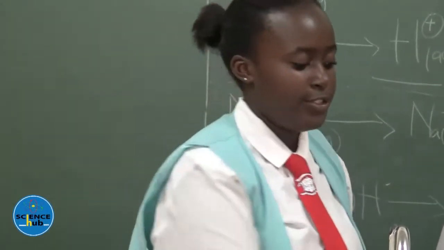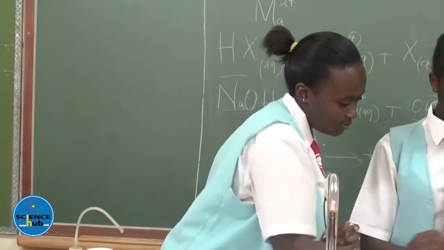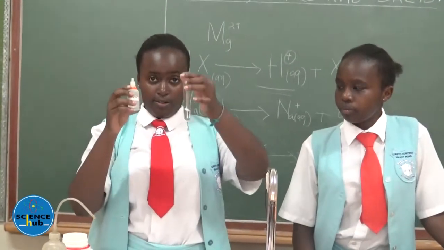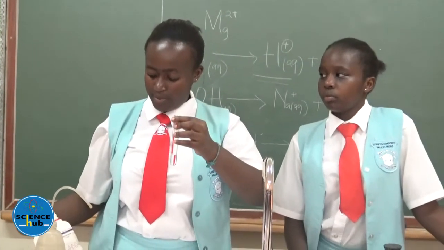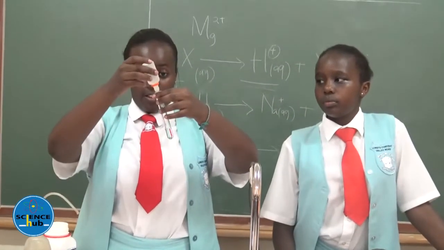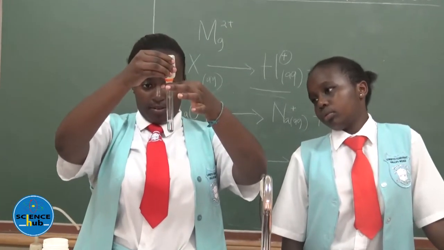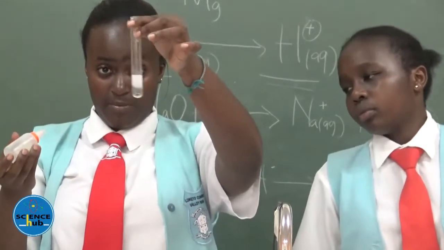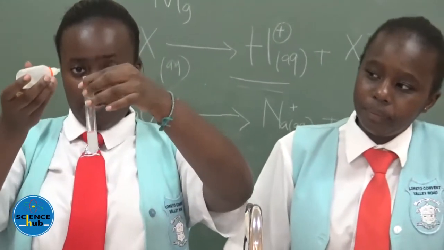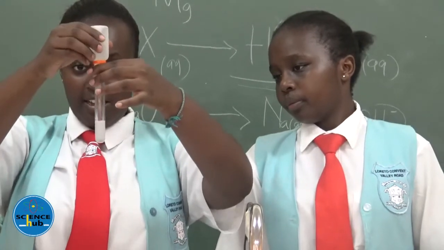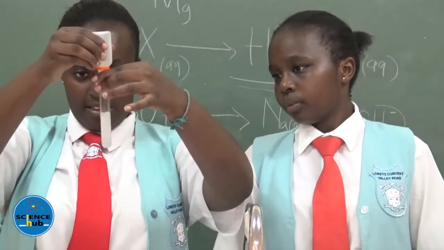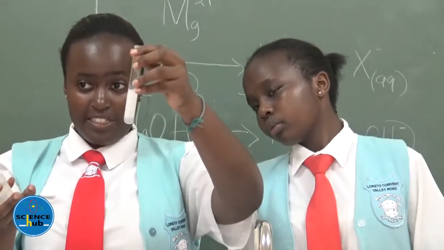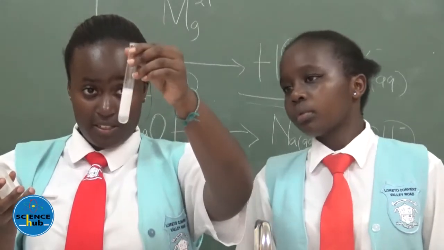First of all, I'm going to use sodium hydroxide with the solution we just made from ammonium sulfate. After putting about 3 drops, a white precipitate is formed. We're going to add the sodium hydroxide until it's in excess. The white precipitate persists, it does not dissolve.